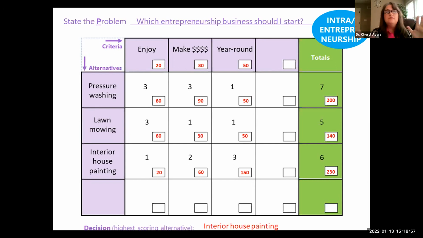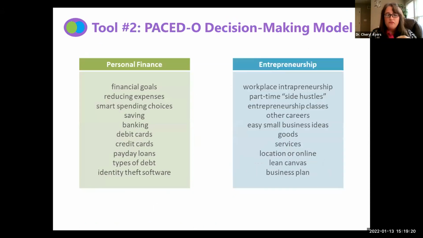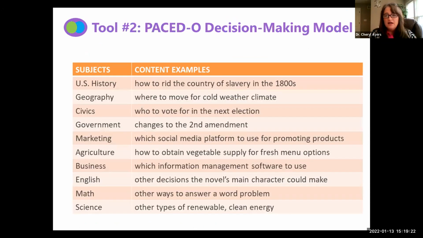So you can see, again, coming back full circle, these tools help make a more informed, thus empowered decision that will hopefully lead to a higher achievement score or better life decisions. I'm going to skip some of this. Here are some content examples.